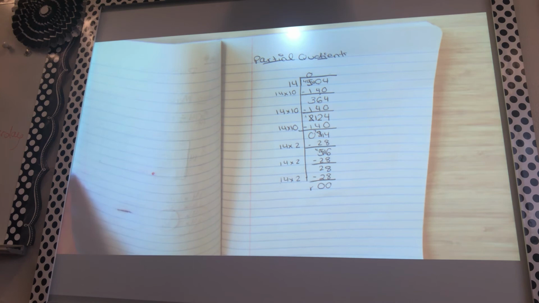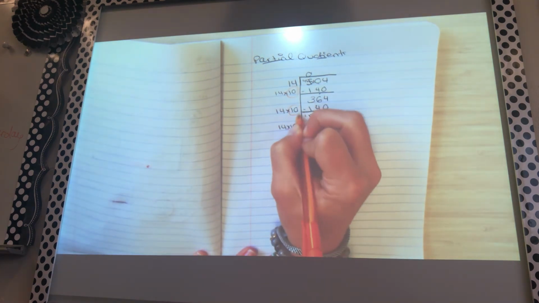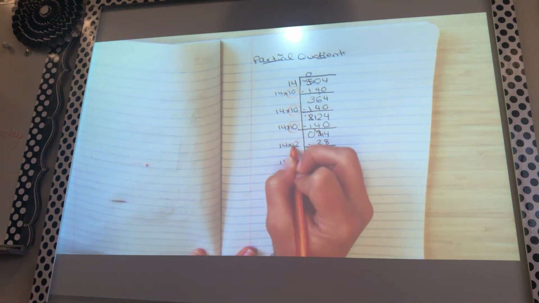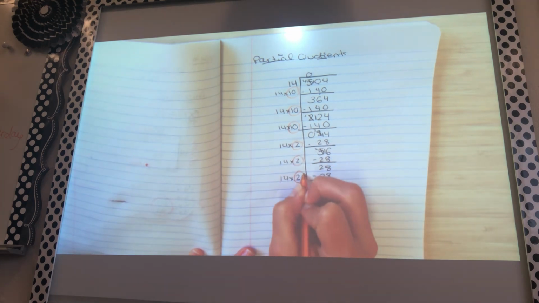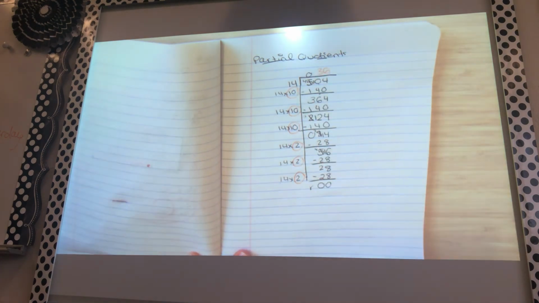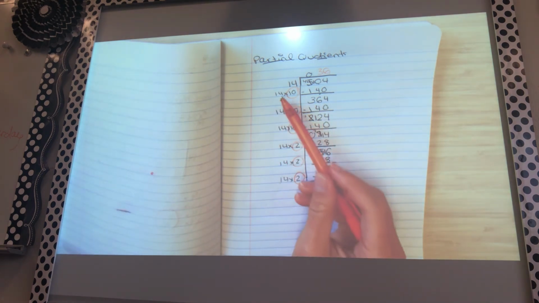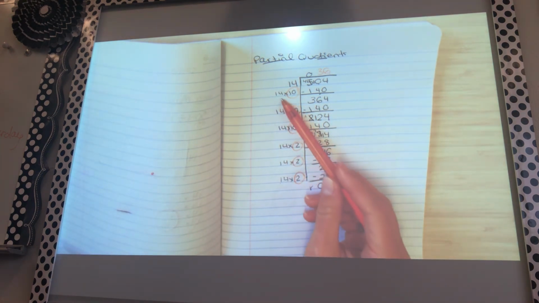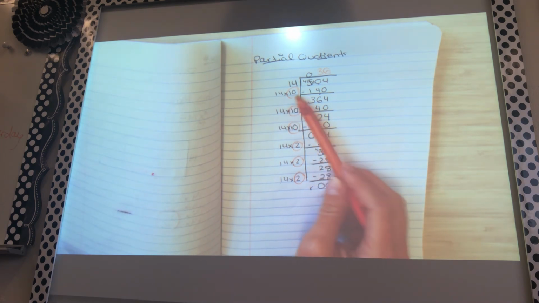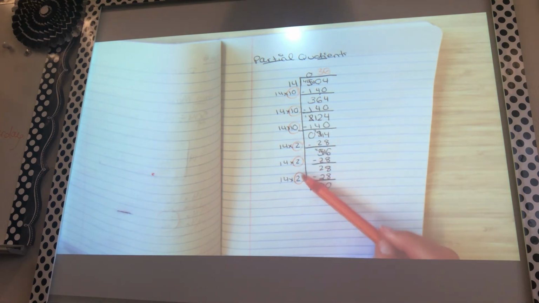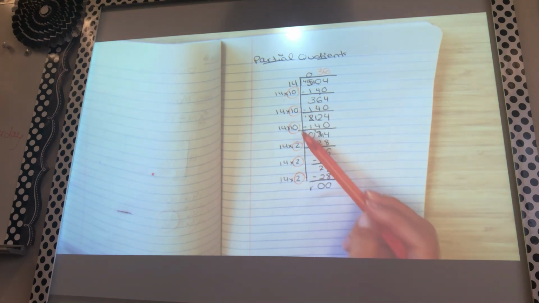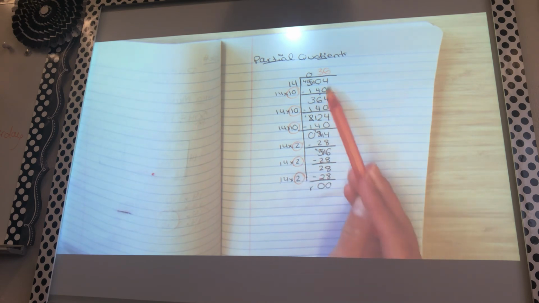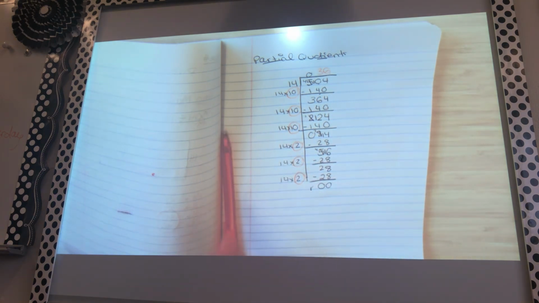And I'm going to count up here what my quotient is going to be. Now, I have 10, 20, 30, 32, 34, 36. My quotient is 36. And you may be wondering why I didn't count the 14s. Well, the 14 is my factor because of my divisor. So I don't count that. I only count the factors that I'm using as my quotient. So 10, 20, 30, 32, 34, 36. That is my quotient. And that's it for partial quotients.